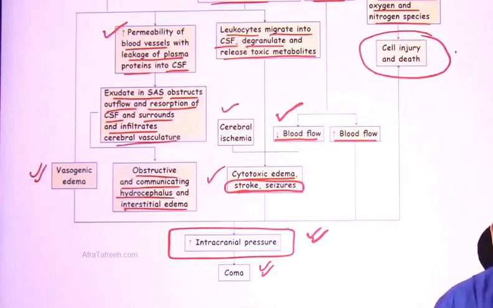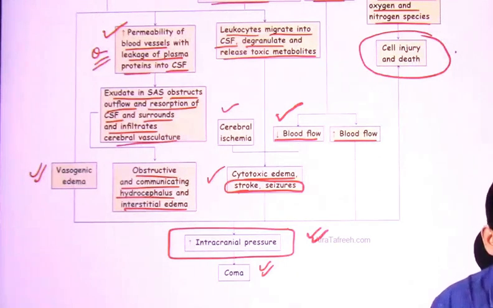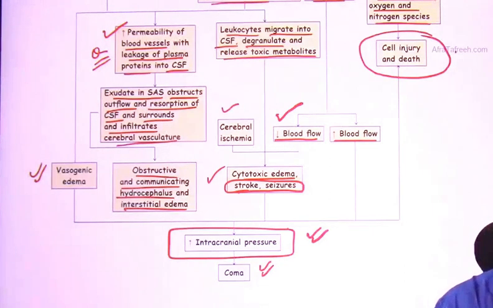So basically this is the logic behind the mechanics of developing the features in meningitis. Why is there an increase in the proteins? This itself is a question, because there is an increased permeability of the blood vessels with the leakage of the plasma proteins into the CSF. This is the reason. Okay, besides that, which type of hydrocephalus can happen? It can be due to edema, vasogenic edema, or obstructive and communicating type of hydrocephalus.